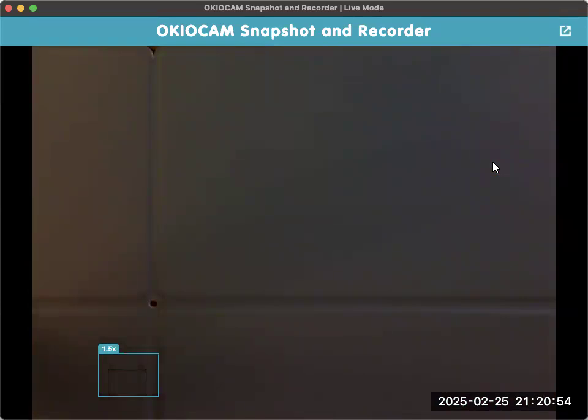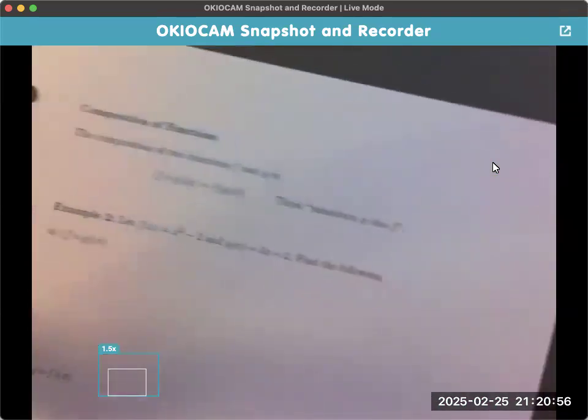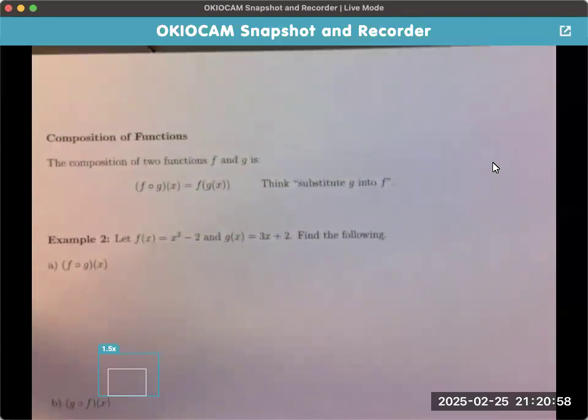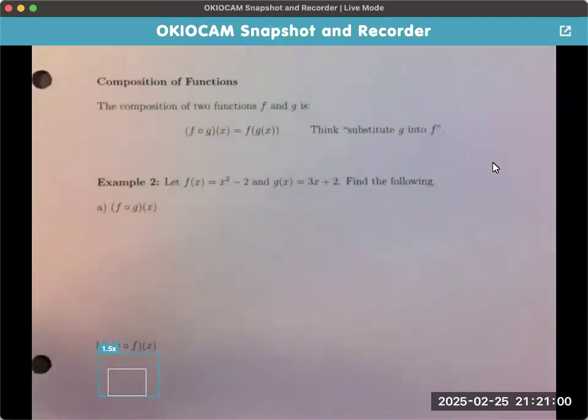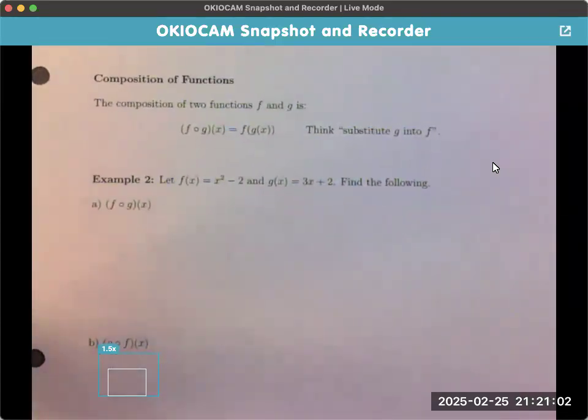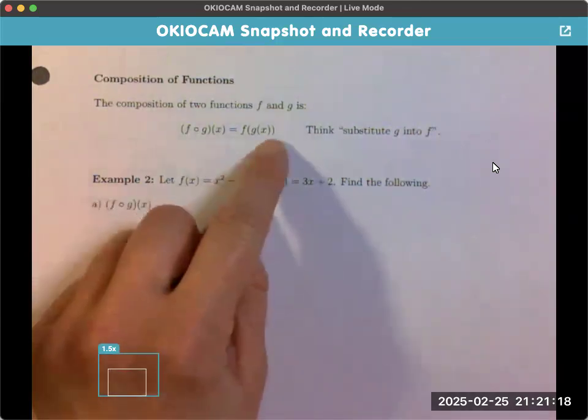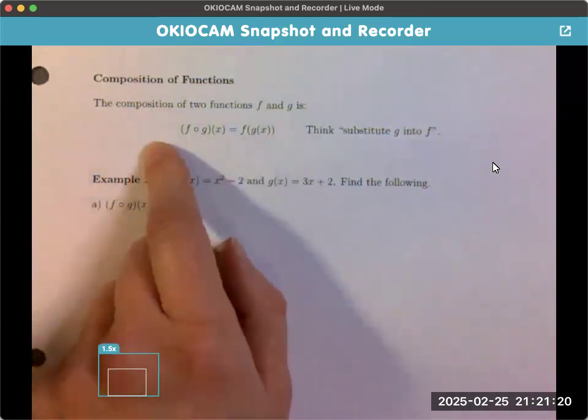Okay, moving right along. Composition of functions. So this is where you have substitution. G goes into F. The composition of two functions, F and G, is F composed of G of X equals F of G of X. So they're nested, inside out.